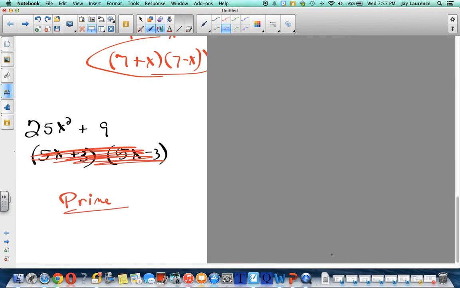Its only factors are 1 and itself. Okay, you can do something called the quadratic formula on it, see if it has any solutions, but we're going to get to that later. All right, let me give you one more here, and I've got to warn you, it's going to be two-tiered.